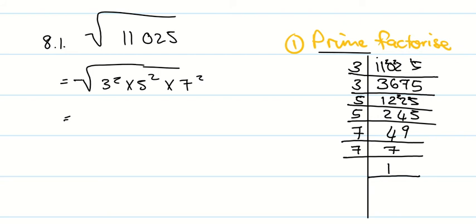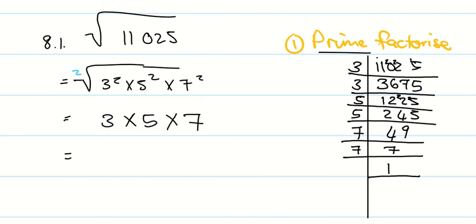Alright, so I said that there's actually an invisible 2 right there, and because there's an invisible 2, I can divide my exponents by that 2. So what is going to happen? I'm basically going to have 3 times 5 times 7. Alright, and now I simplify this.